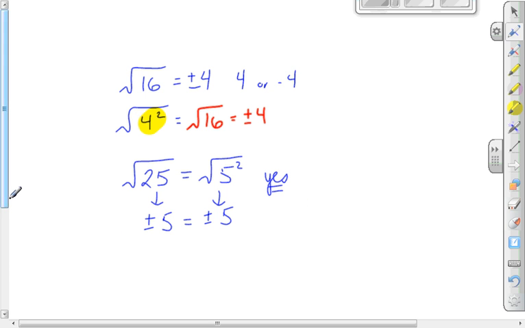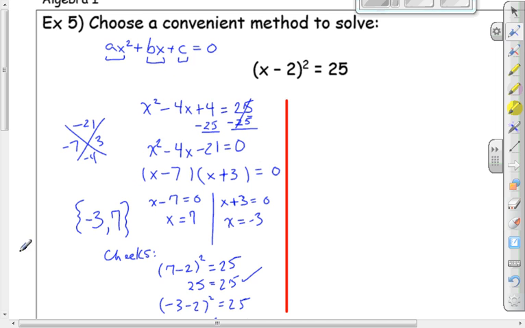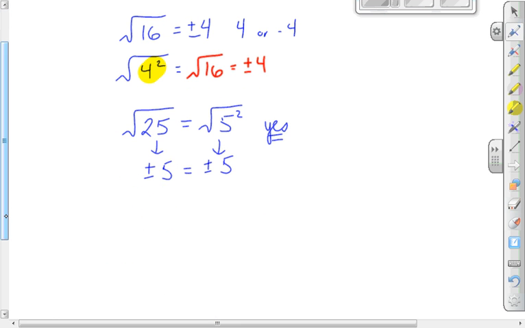Well, why is this so important? Well, we have to think about the expression that we're dealing with on this problem. Here we're given x minus 2 squared is equal to 25. So let's think about what that means. x minus 2 squared is x squared minus 4x plus 4.